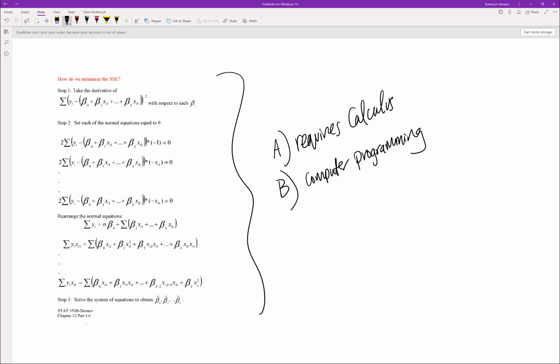And so if you're interested in this type of thing, you could walk through the actual proof. But if you're not interested in it, just know that essentially we are minimizing the sum of squared errors. And at the end of the day, we're obtaining estimates for the beta 0 all the way up to the beta k. Those estimates are the beta 0 hats all the way up to the beta hat k's.